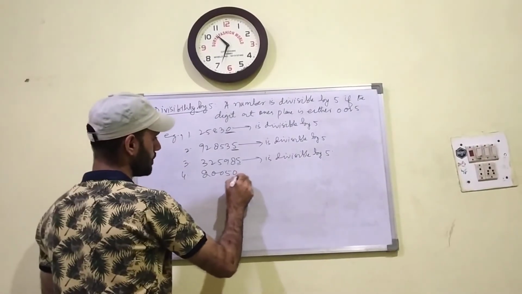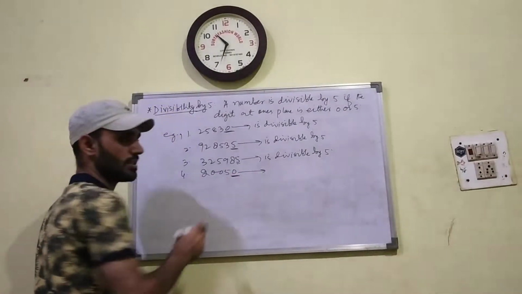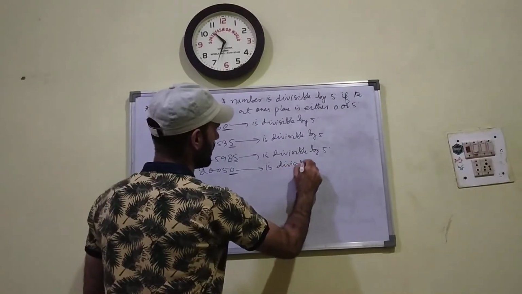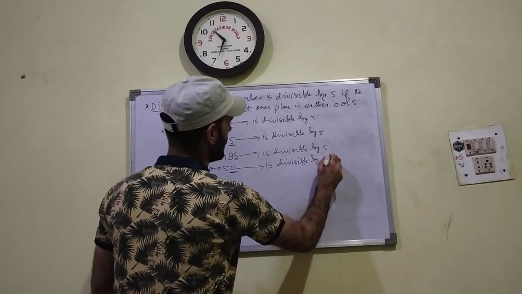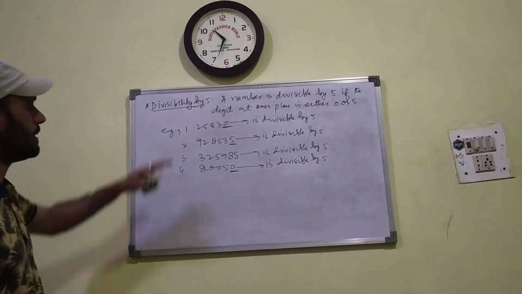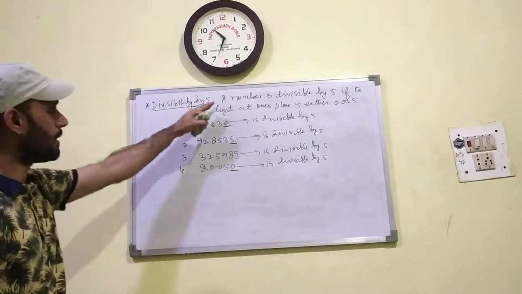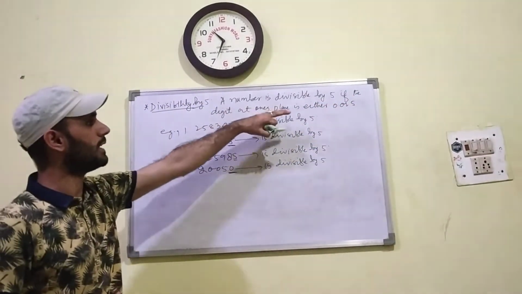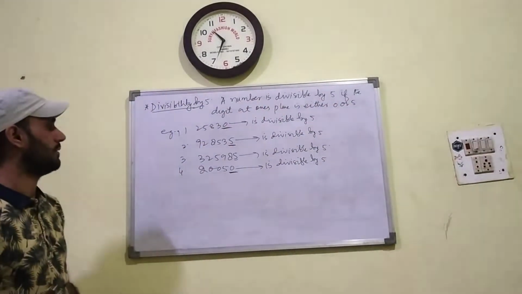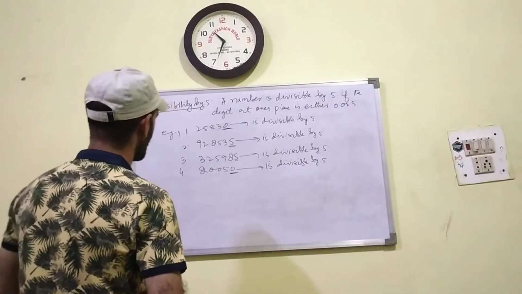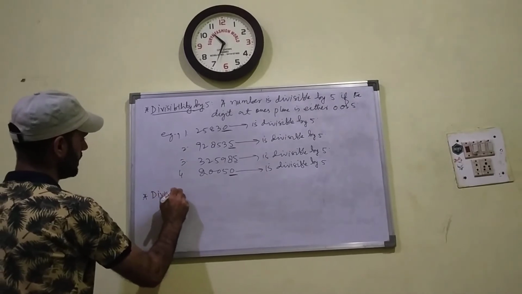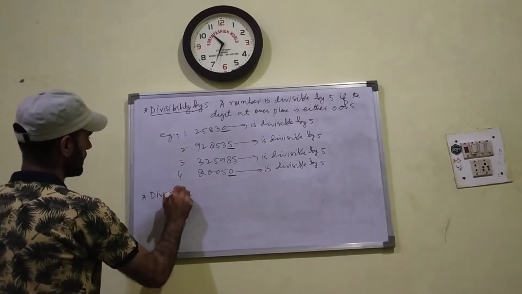This is divisible by 5 because the digit at one's place is 0. So we can say that the given number is divisible by 5. This is the divisibility by 5. A number is divisible by 5 if the digit at one's place is either 0 or 5. Now let's take divisibility by 6.